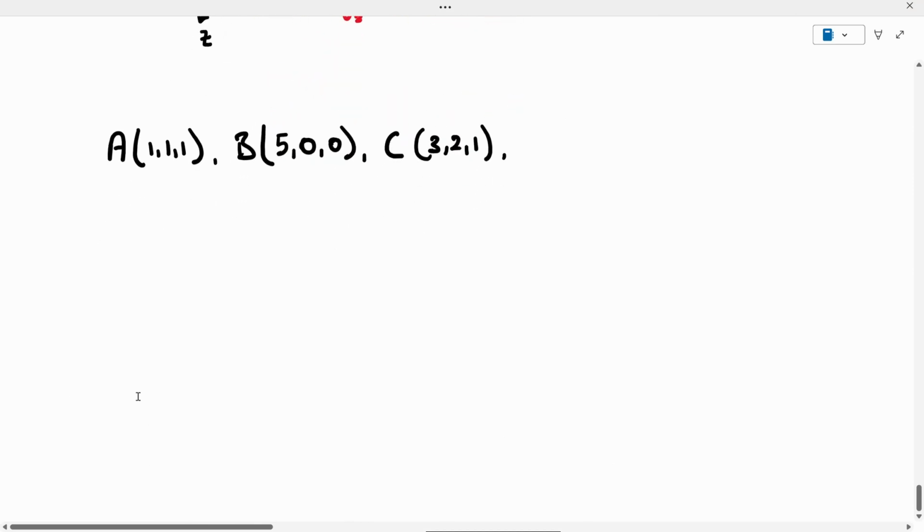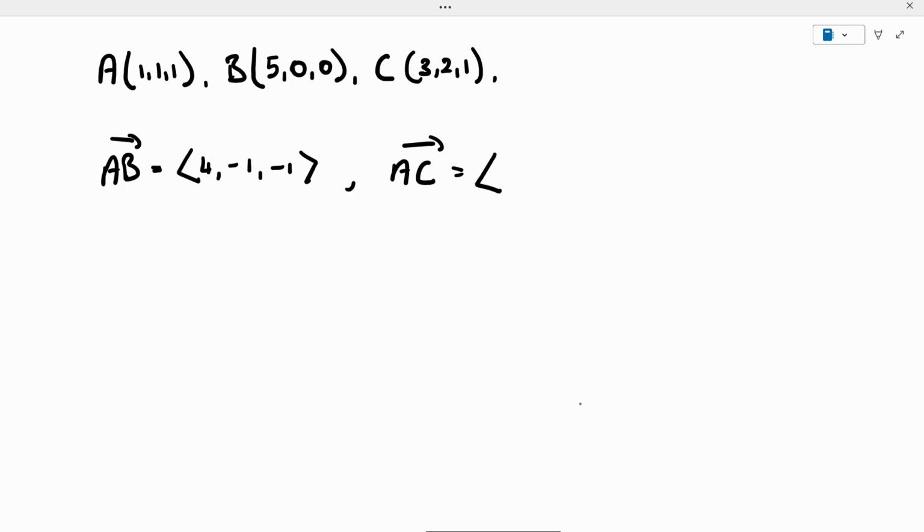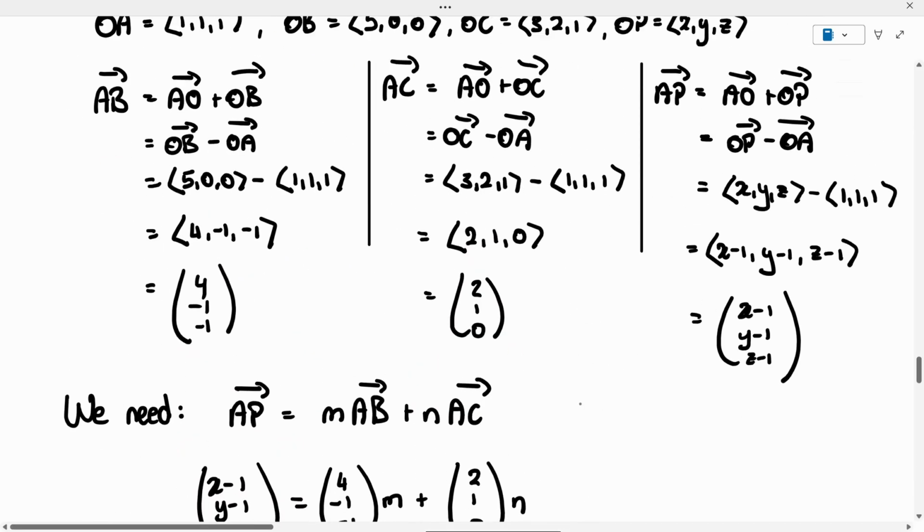I have A, B, C, and it's very easy for me to find AB, which was 5, 0, 0 minus 1, 1, 1, which is 4, minus 1, minus 1. And it's also easy for me to find AC, right, which was 3, 2, 1 minus 1, 1, 1, which was 2, 1, 0.